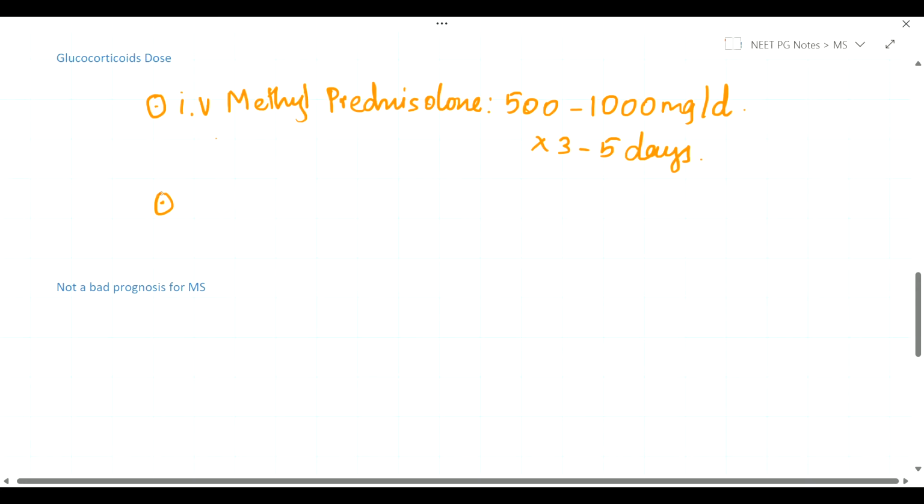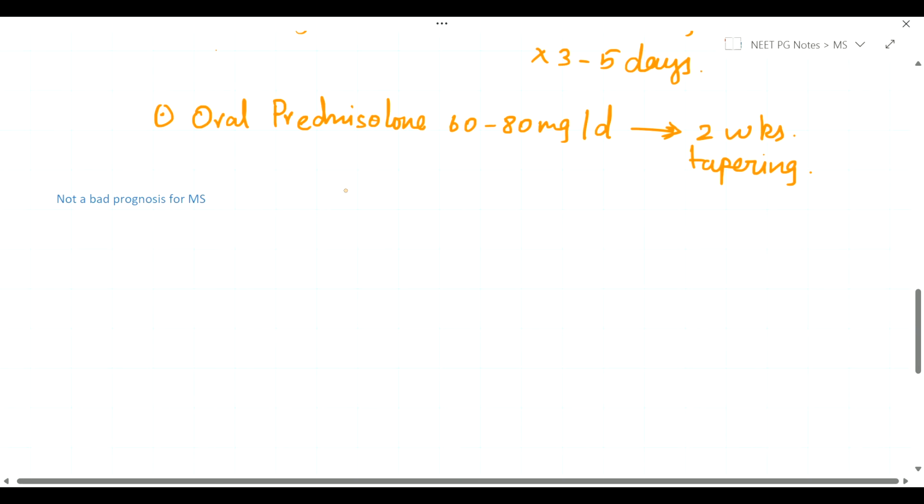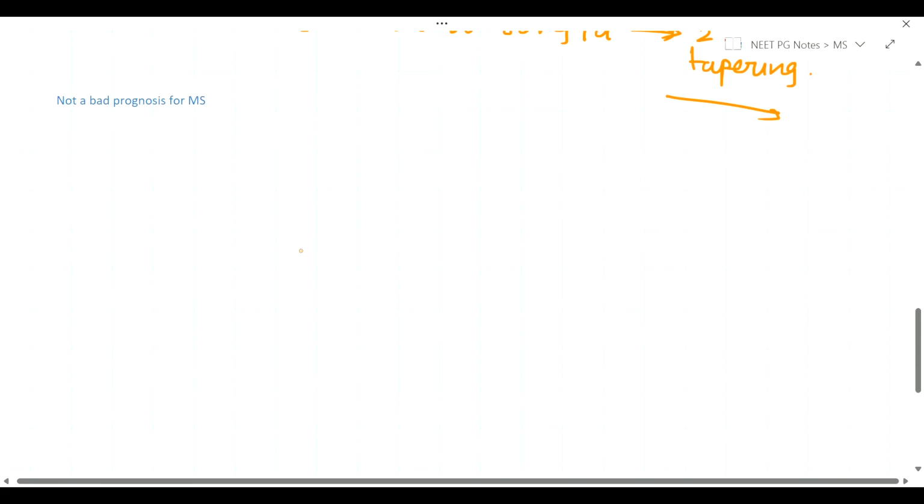Then what we do is we'll start the patient on oral prednisolone. What is it? Oral prednisolone. So for oral prednisolone, it will be around 60 to 80 milligram per day, right? So this has to be tapered. What is tapering? That we decrease the dosage of the drug over 2 weeks. That is, the tapering of dosage will be done over 2 weeks, right? So this is the important thing about the dosage of glucocorticoids in multiple sclerosis.